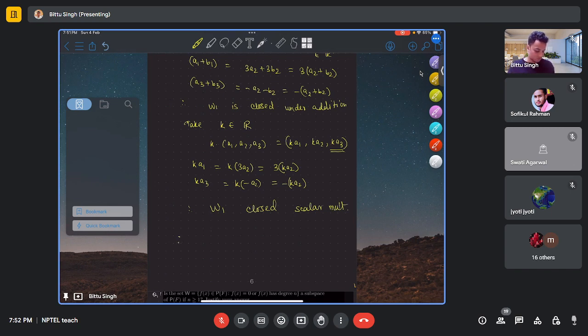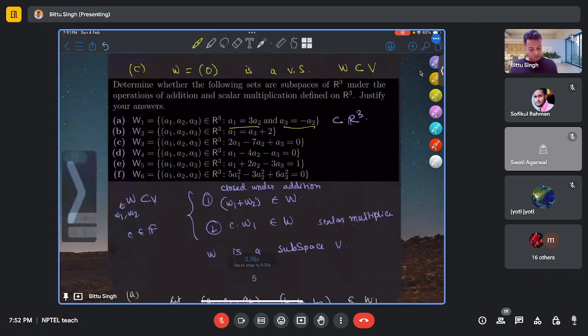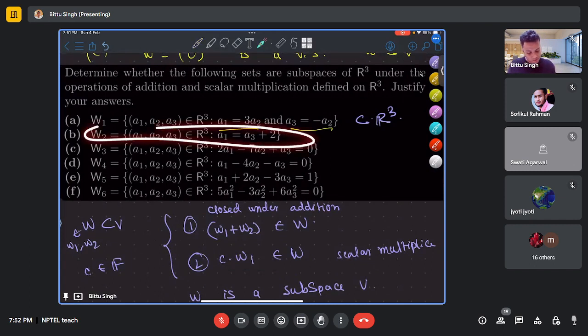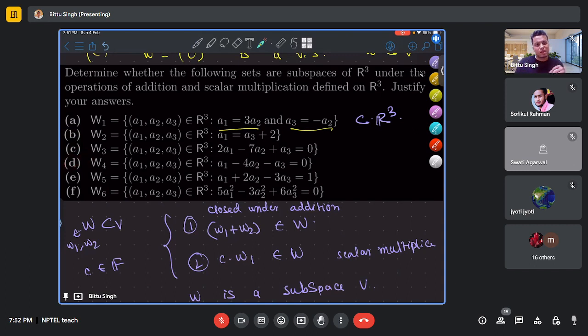Therefore, the conclusion is W1 is a subspace of R3. In a similar way, you can check W2 is also a subspace and W3 is also a subspace. B, C are true. D is also true. That is, any linear equation will give a subspace.